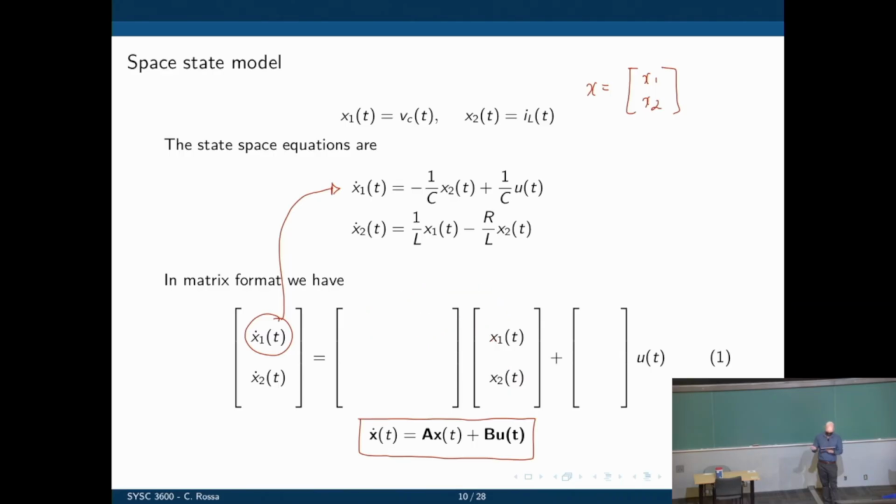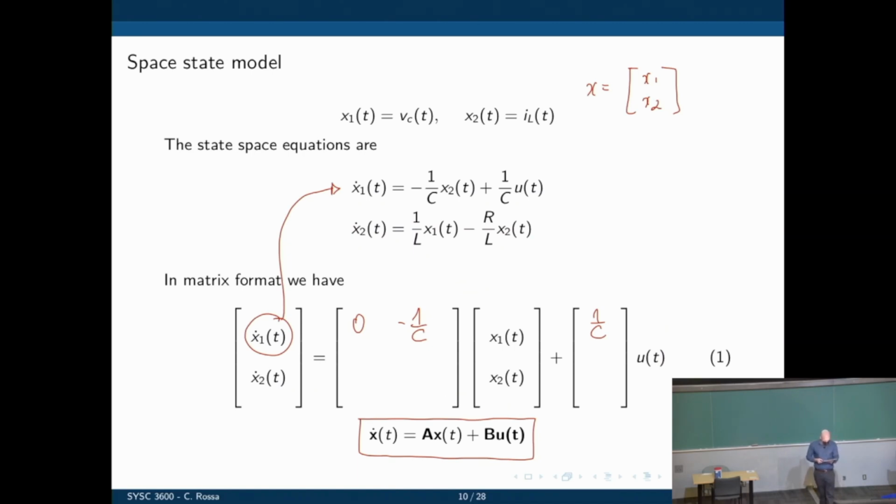Well, the coefficients of x1 and x2. X1 dot does not depend on x1, so that's 0. And it does depend on x2. The coefficient is -1 over c. And it also depends on the input u of t. So here we have 1 over c. Now notice that if you multiply out this matrix, this multiplies that, and then 1 over c multiplies u, and then we add everything up. We go back to equation 1.